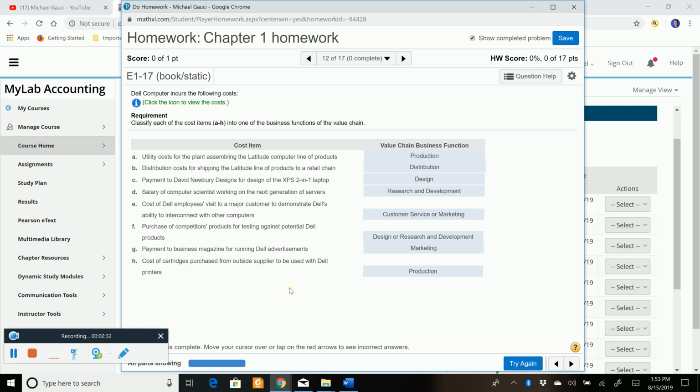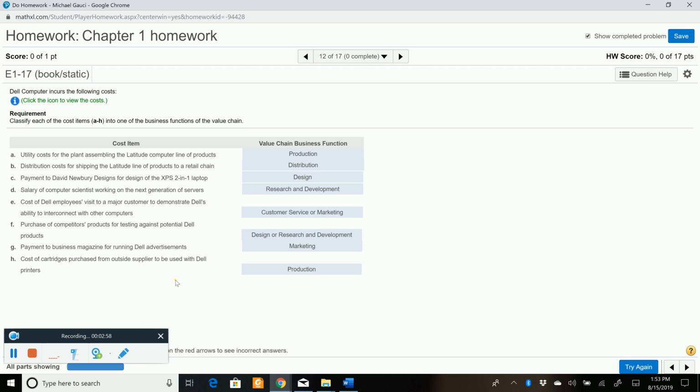Letter D, salary of computer scientists working on the next generation of servers. Well, the computer scientists are working behind the scenes trying to develop our new products for the future. This is commonly known as research and development. Letter E, the cost of Dell employees' visit to a major customer to demonstrate Dell's ability to interconnect with other computers. Well, we are actually making a visit to one of our major customers. This would be part of the marketing or customer service function.